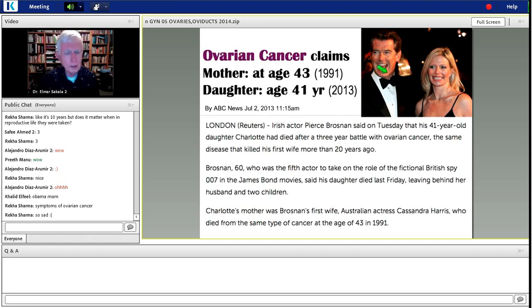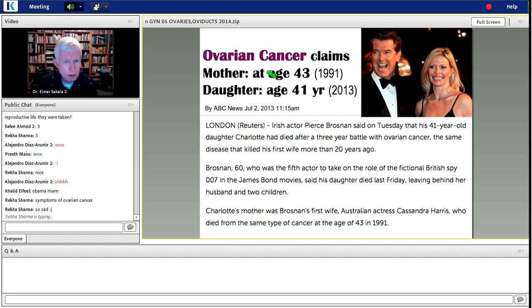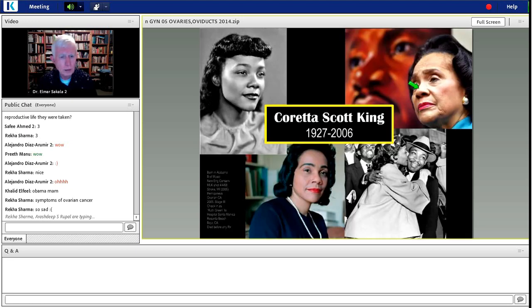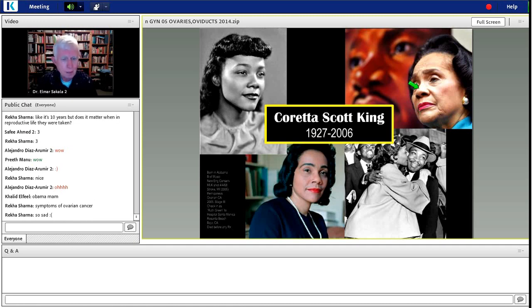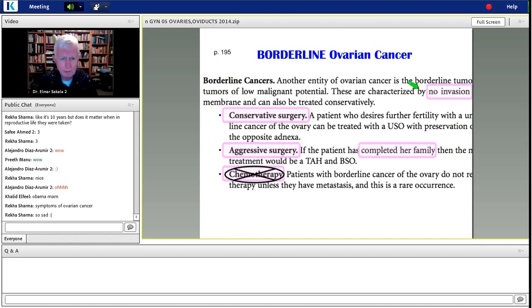This is Pierce Brosnan, who was 007 in the movies. His wife died at age 43 from ovarian cancer, and here's his daughter, who died also at age 41. And this is Dr. Martin Luther King's wife. She died of ovarian cancer, stage 3. So even important people can get it.